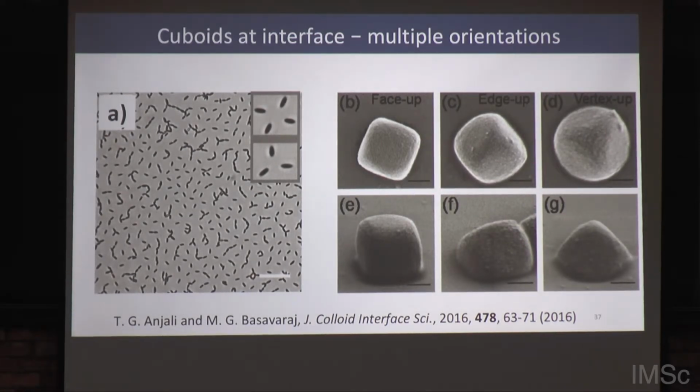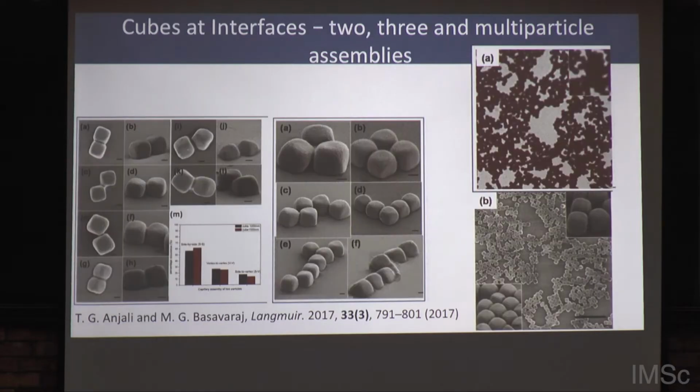These are again images of the particles at the interface, done in a particular way. I can talk to you a little about the details if you are interested. What we see is that cuboids put at the interface take multiple orientations: a face-up orientation, edge-up, vertex-up. That's the top view and this is a side view. Depending upon the orientation, the interface deformation around these particles is also going to be different.